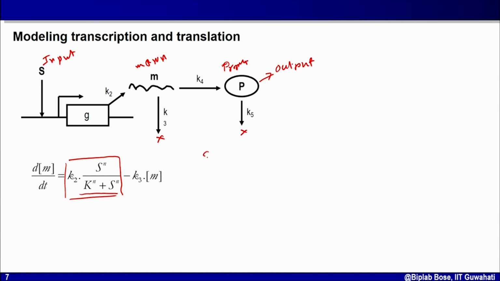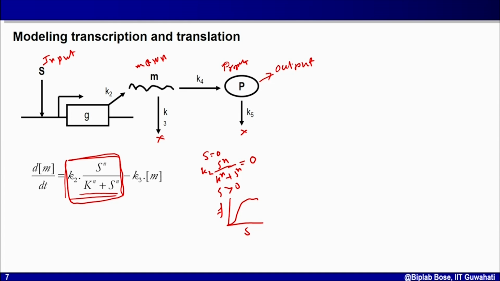When S equals 0, K2 into S to the power n by K to the power n plus S to the power n will become 0. When S is greater than 0, then this function will have this sigmoidal behavior, depending upon S. So that means as S increases, this whole term will also increase and reach a maximum value K2, because the Hill function has a maximum value of 1, so 1 into K2 is K2.